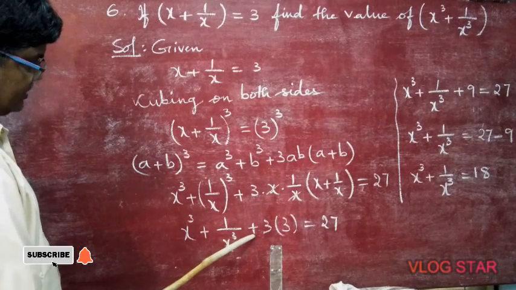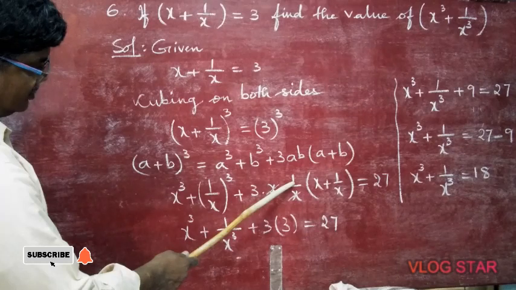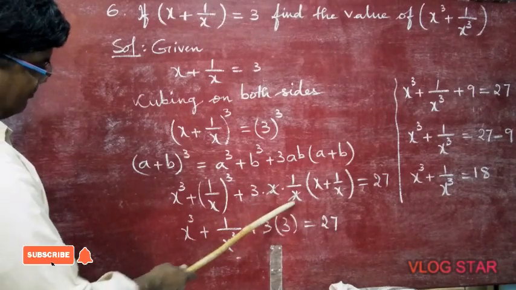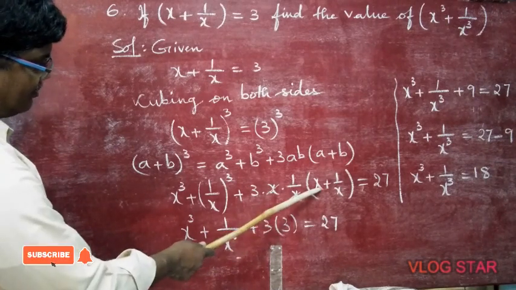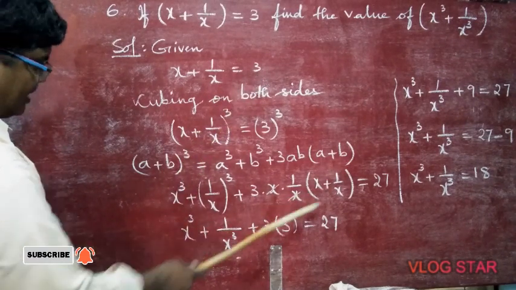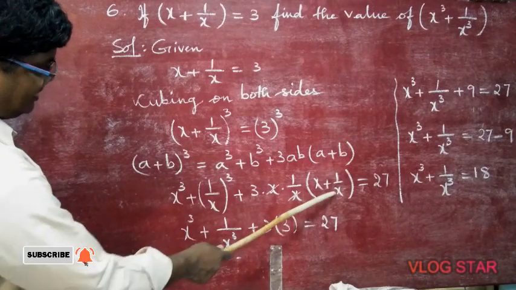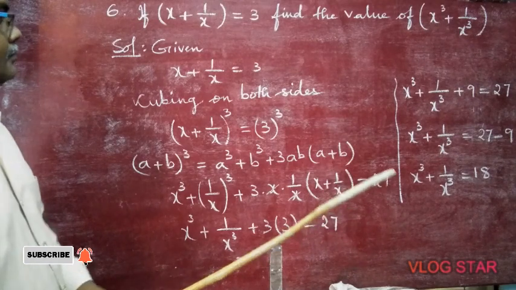So x cube plus, numerator x and denominator x cancel one time. So 1 into 3 is 3. From where did we get this 3? Given in the problem, x plus 1 by x is equal to 3. So in the place of this we are replacing 3. This is 3 ones are 3, and this 3 is given in the problem. Don't get confused. Is equal to 27.